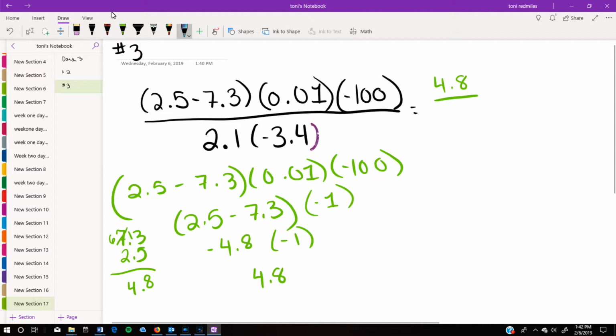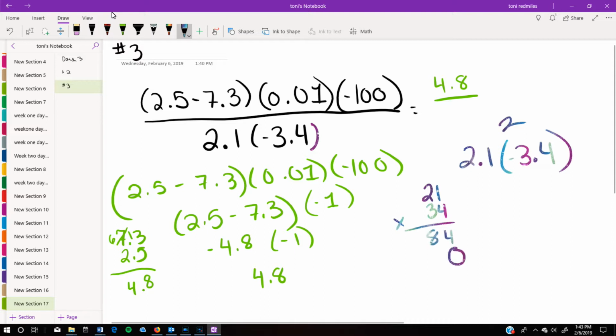So the bottom is 2.1 times a negative 3.4. Okay, remember when I multiply, I can just take the numbers, but I know I'm going to have 2 decimal places in my answer. 4 times 1 is 4. 4 times 2 is 8. Put a 0, so I'm directly below the 3.